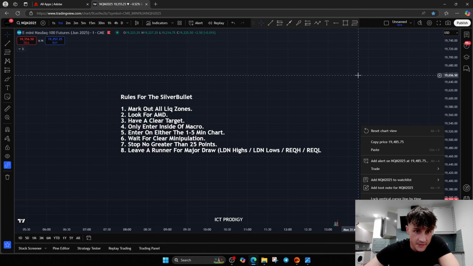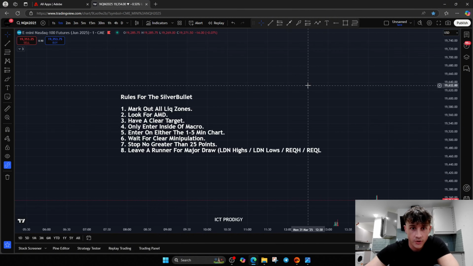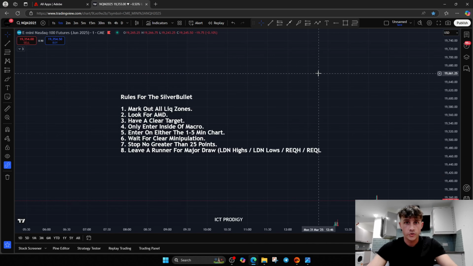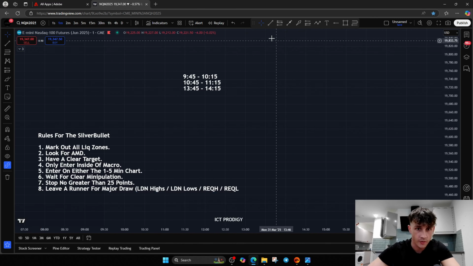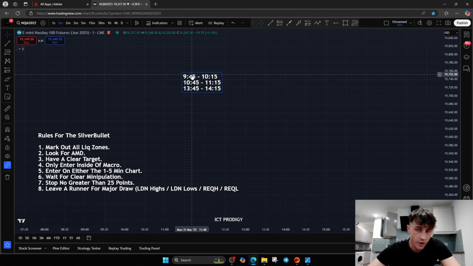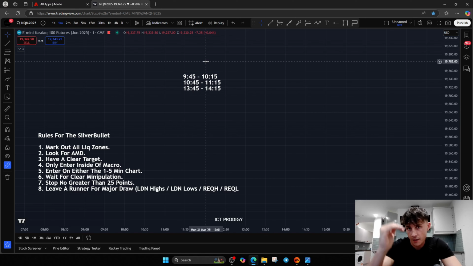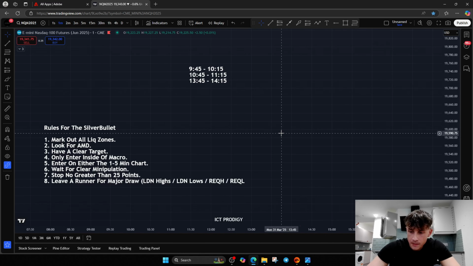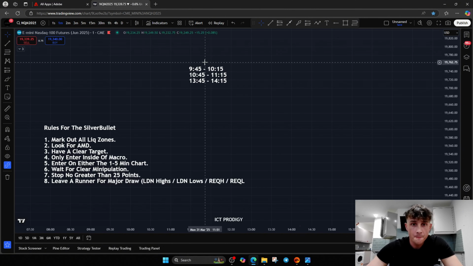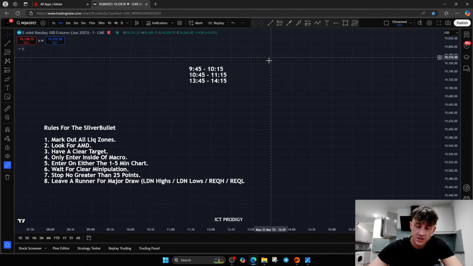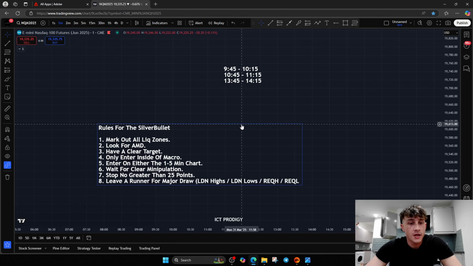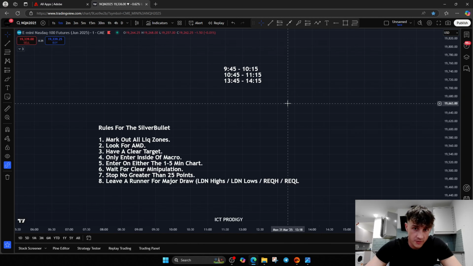So the only time you actually want to enter is inside of the macro session. The macro session, I'll mark them out for you right now. All right, so make sure you're taking note of this. This is the macro times that you want to trade. So the highest probability one is always the first macro, and then it just comes down gradually each macro you go into because of the handles and the actual volume that's coming into the market is most probable at 9:45, 10:15, which is 15 minutes after the New York futures market opens.